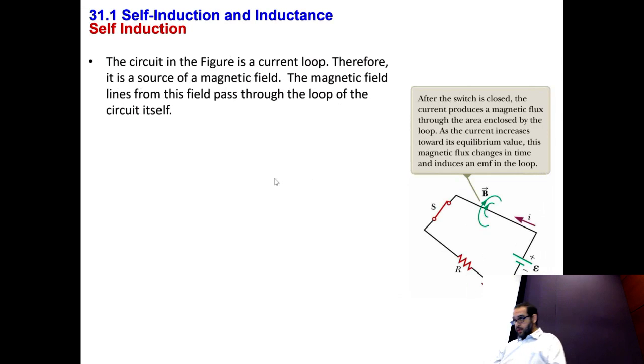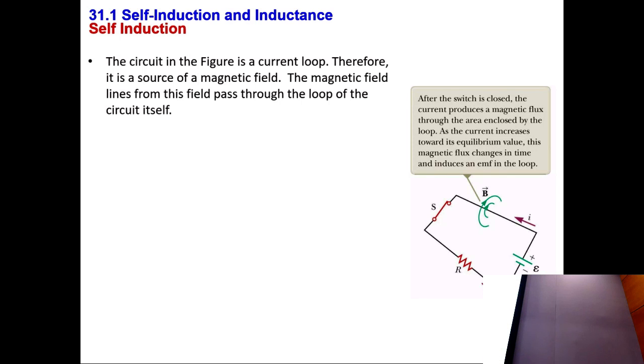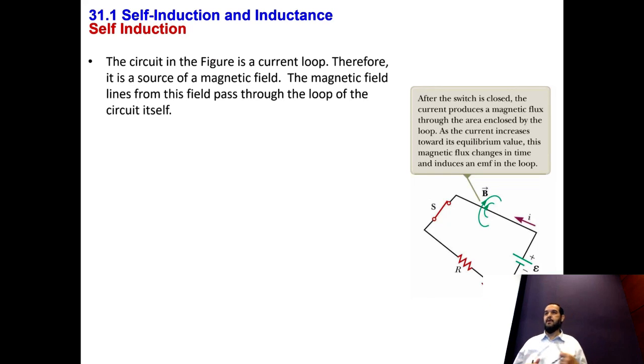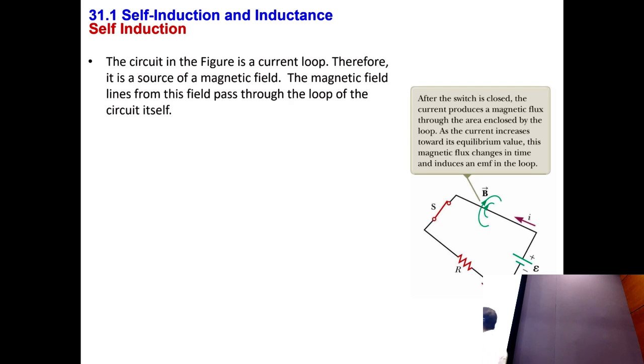Okay, so we have seen in the previous chapter that a changing magnetic field induces an EMF. If you have a circuit, it induces an EMF in that circuit. It induces an electric field even if there is no circuit. So here, let's consider this is a circuit. It has a resistance, a switch, and a battery. Notice that if I close the switch, the current is going to start flowing, and we know that current generates a magnetic field.